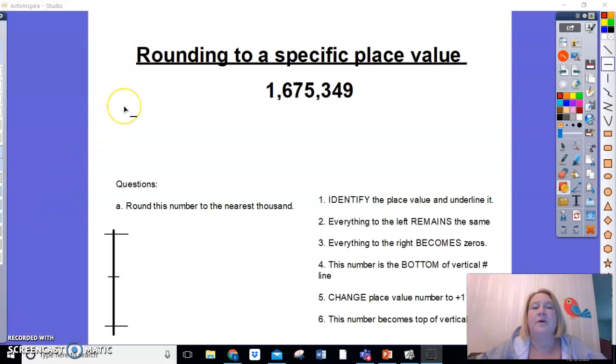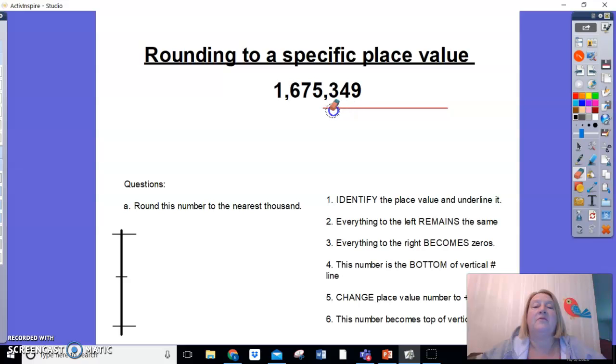Good afternoon. This is a quick video on rounding to a specific place value, something that we've been working on today. So when you have a question such as round this number to the nearest thousand, we need to figure out exactly what we're going to do to be able to round this number to the nearest thousand. So the first thing we do is we have to figure out what digit is in the thousand place value. So we need to know our place values.